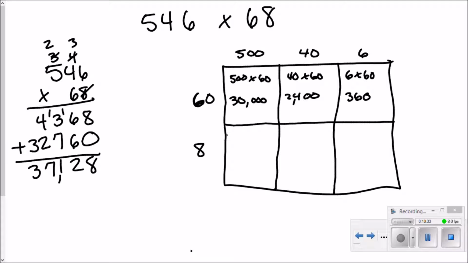The bottom row, we're going to do 500 times 8. 5 times 8 is 40. We're going to attach on 2 zeros. This box has 40 times 8. 4 times 8 is 32. Attach on a 0, get 320. And then the last box has 6 times 8, which is 48. And we're going to find the sum of both rows.